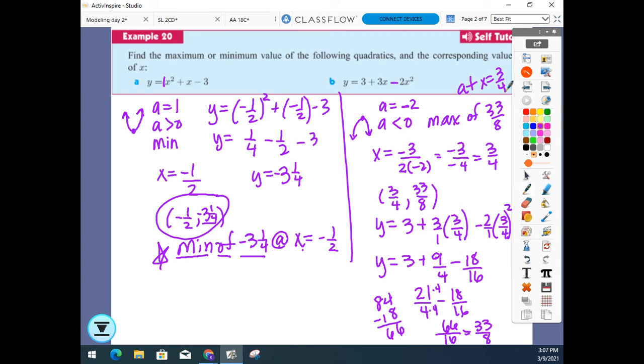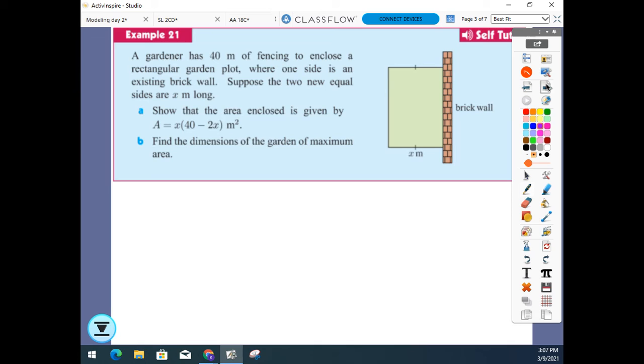So find your vertex, determine if it's a max or a min, and then make a statement at the end. Okay, so then this is just why we maximize or minimize. So a lot of companies do this, and we'll actually get a little bit more detailed about this in calculus.